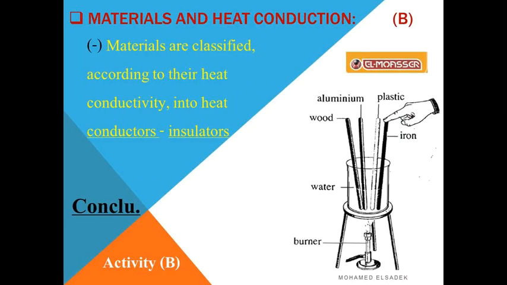General conclusions. What is the general conclusion? From the two previous activities we can conclude that materials are classified according to their heat conductivity, the ability to conduct heat, into two types: heat conductors and heat insulators. Heat conductors equal good conductors of heat, and heat insulators equal bad conductors of heat.